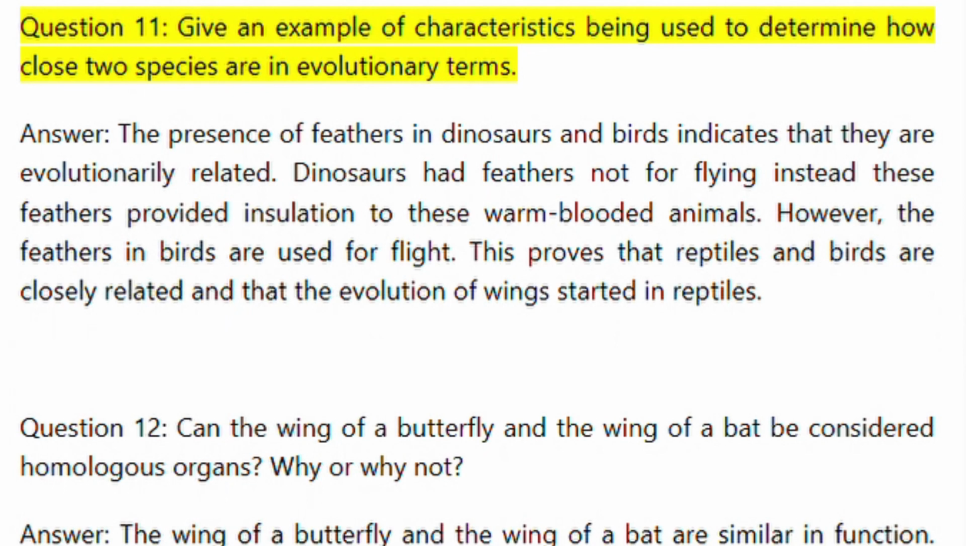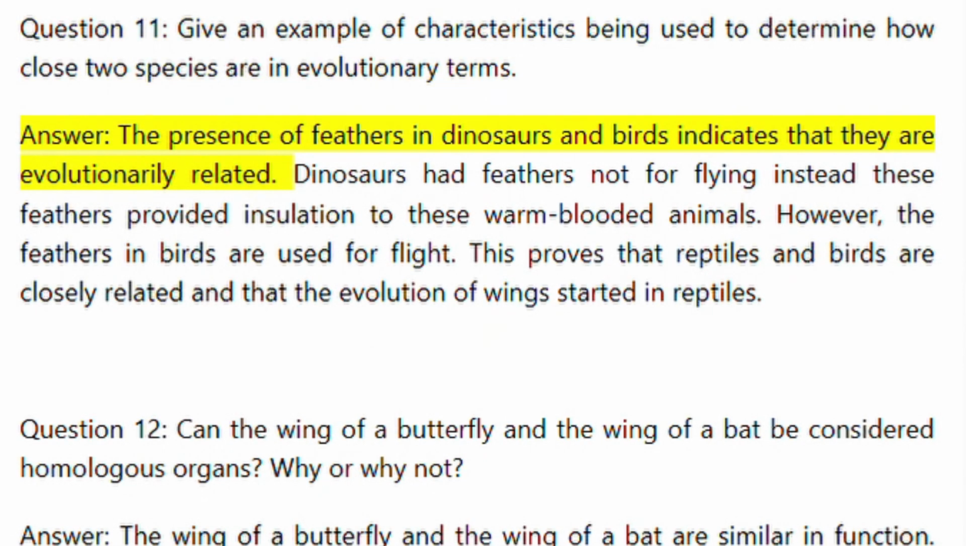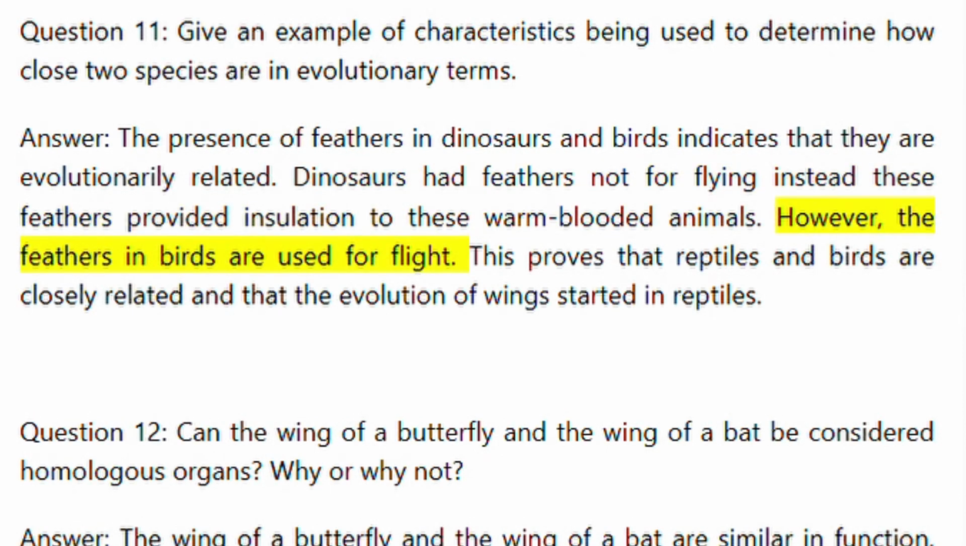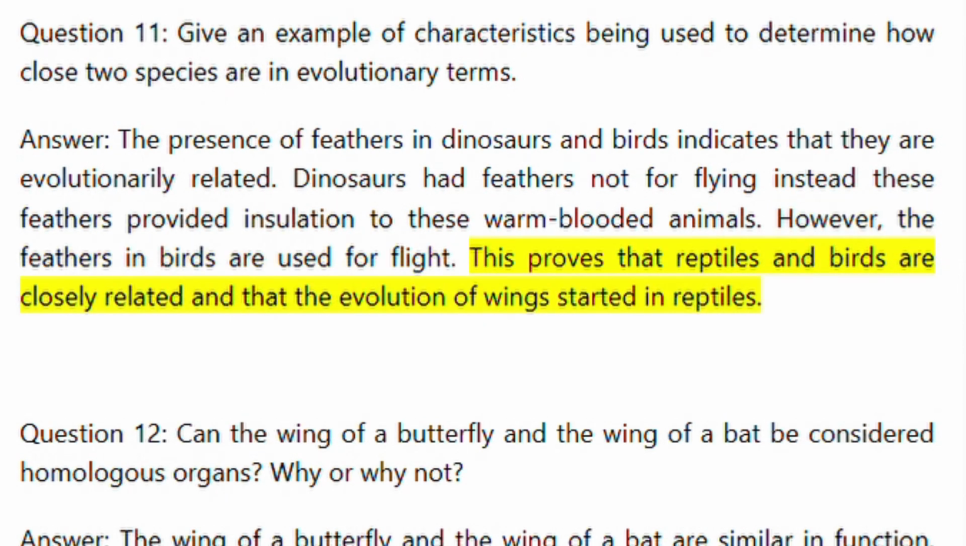Question 11. Give an example of characteristics being used to determine how close two species are in evolutionary terms. Answer. The presence of feathers in dinosaurs and birds indicates that they are evolutionarily related. Dinosaurs had feathers not for flying, instead these feathers provided insulation to these warm-blooded animals. However, the feathers in birds are used for flight. This proves that reptiles and birds are closely related and that the evolution of wings started in reptiles.